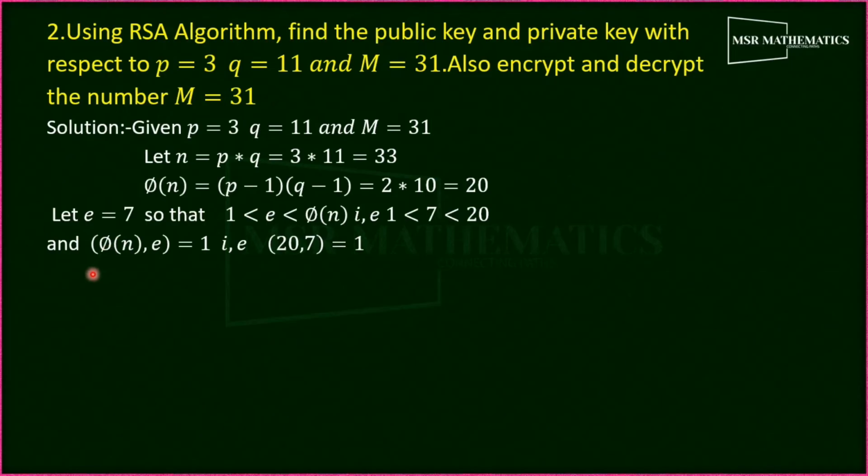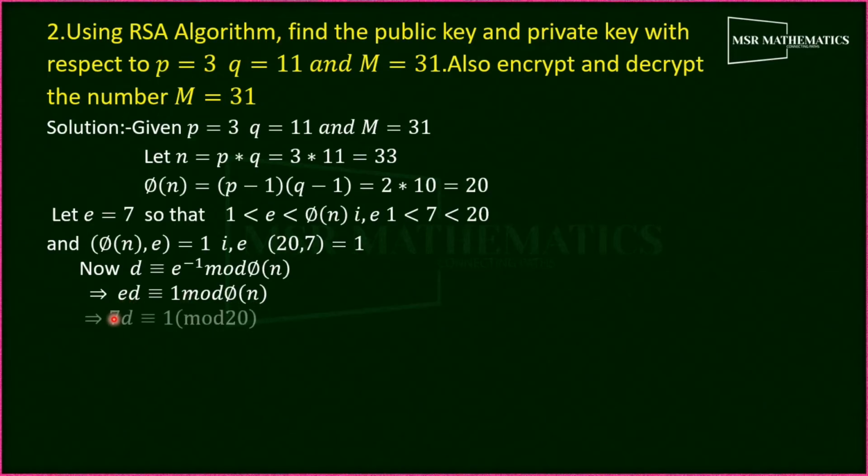So after obtaining E value, to find the public key and private key, we also need D value. For that, we know that the congruence is given by D is congruent to E power minus 1 under modulo phi of N, or we can take this as E into D is congruent to 1 under modulo phi of N. Here we know the value of E and phi of N. Substituting the values, we get 7 into D is congruent to 1 under modulo 20. Here phi of N value is 20. So we get 7D is congruent to 1 under modulo 20.